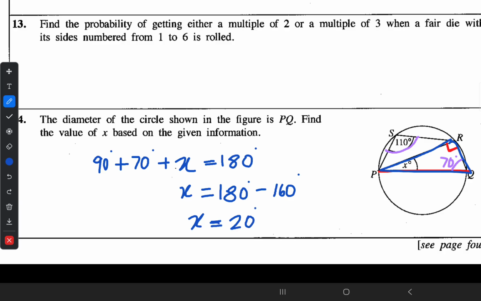20 degrees. So not only a single theorem, here we applied 3 different theorems. A semicircular triangle is a right triangle, cyclic quadrilateral opposite angles are 180, and the interior angle sum in a triangle.